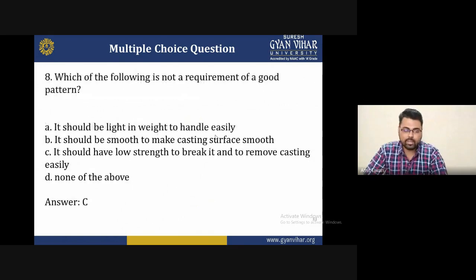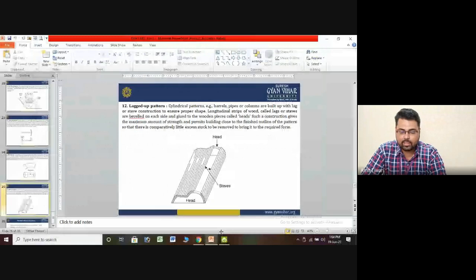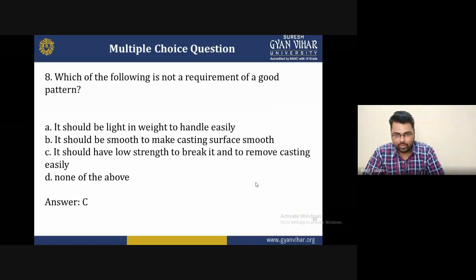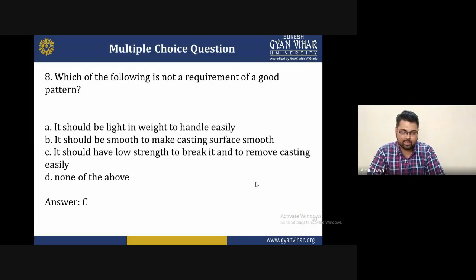The eighth question is basically to understand the basic fundamentals: which of the following is not a requirement of a good pattern? The options are A, it should be light in weight to handle easily; B, it should be smooth to make the casting surface smooth; C, it should have low strength to break it and remove the casting easily; and D is none of the above.